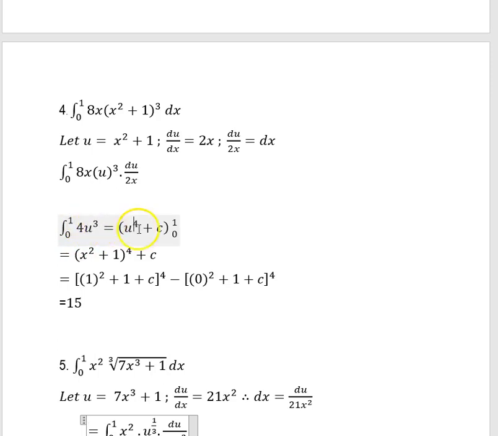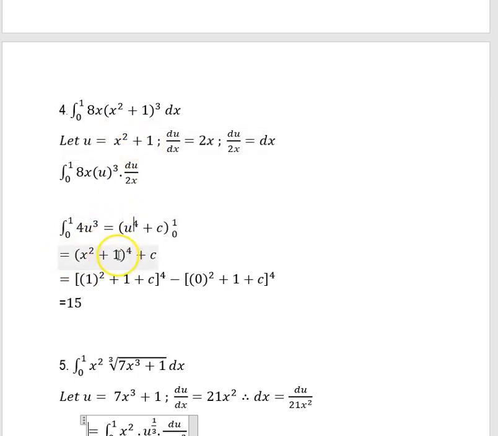If I integrate, I add 1 to that, it gives me 4, and I divide by 4. So I'll be left with u to the power of 4, and I will add my constant. My 1 and 0 will stay there because I've not used the values yet. So before I use that, I can substitute my u as x squared plus 1, and that's what I've done there.